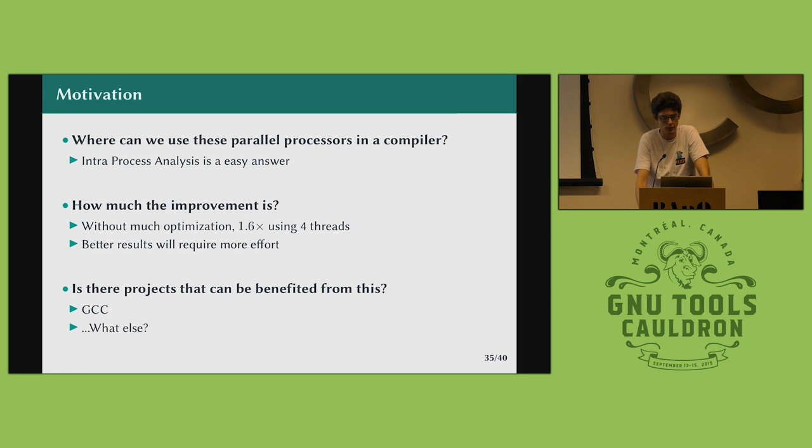Still, to answer our questions, the inter-procedural analysis is an answer to where parallel processes can be used inside a compiler. And without much optimization, we can get a 1.6 speedup using four threads on a four-core machine. Better results will probably require more effort. For projects that can benefit from this, it's GCC, because it has this parallelism bottleneck, and maybe some other projects.